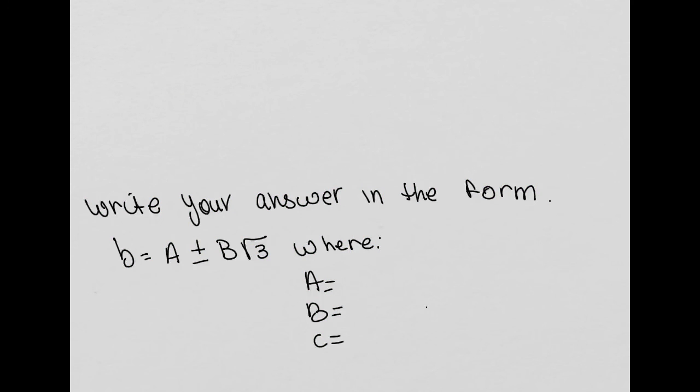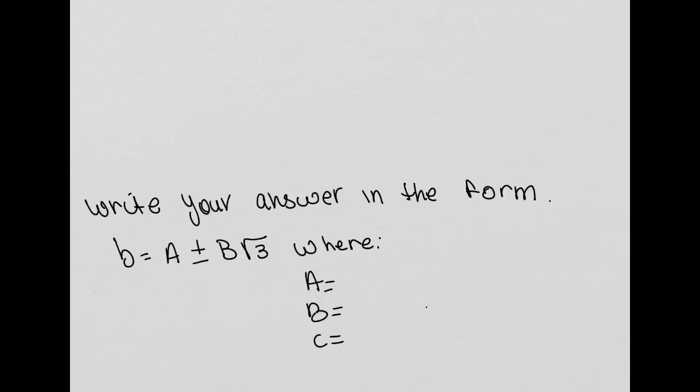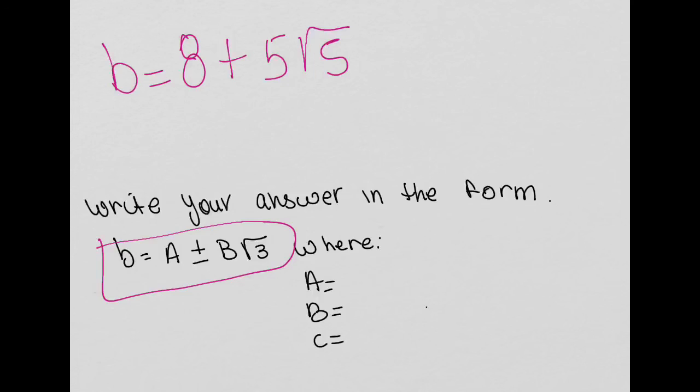Okay. Let's see if they do want us to write this answer in a specific way. So let me go ahead and bring that to here. I have b equals a plus 5 square root of 5. This is the answer that I get. So now they want me to write my answer in this form. When I type in my answer, this is the form that they want.